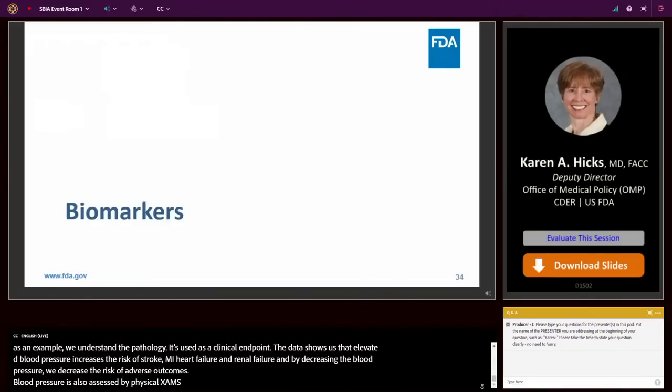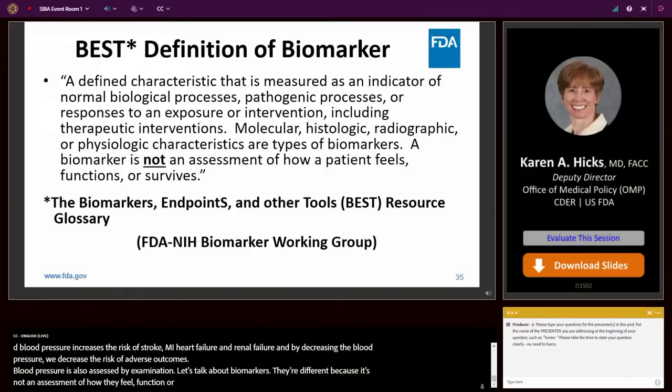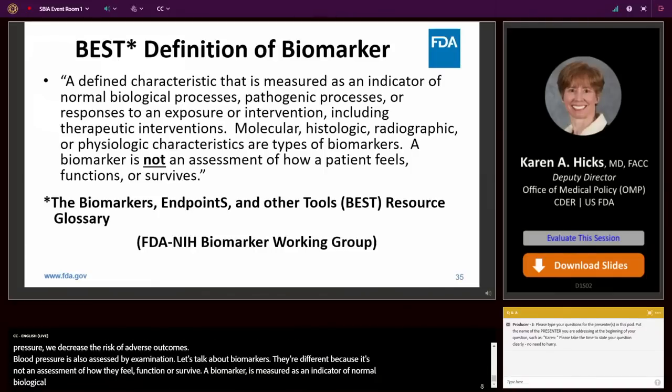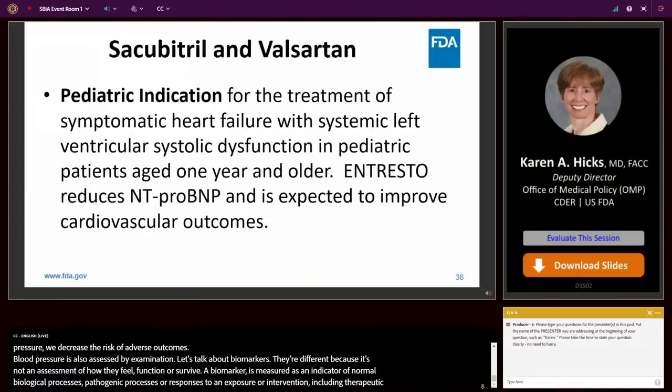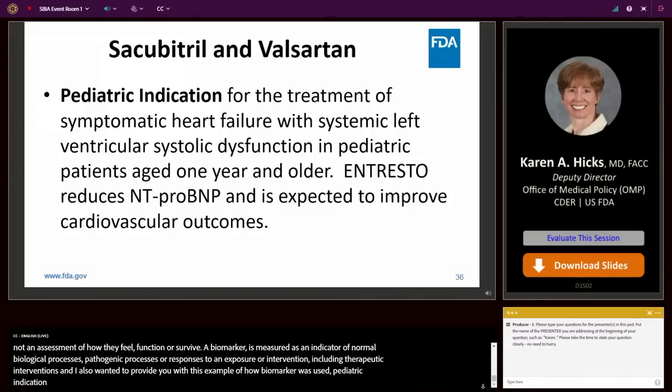Let's talk for a minute about biomarkers. Biomarkers are different than surrogate endpoints because they are not an assessment of how a patient feels, functions, or survives. A biomarker is measured as an indicator of normal biological processes, pathogenic processes, or responses to an exposure or intervention, including therapeutic interventions. And I also wanted to provide you with this example of how NT-proBNP, a biomarker, was used to gain a pediatric indication with sacubitril and valsartan for the treatment of symptomatic heart failure with systemic left ventricular systolic dysfunction in patients aged 1 year and older.